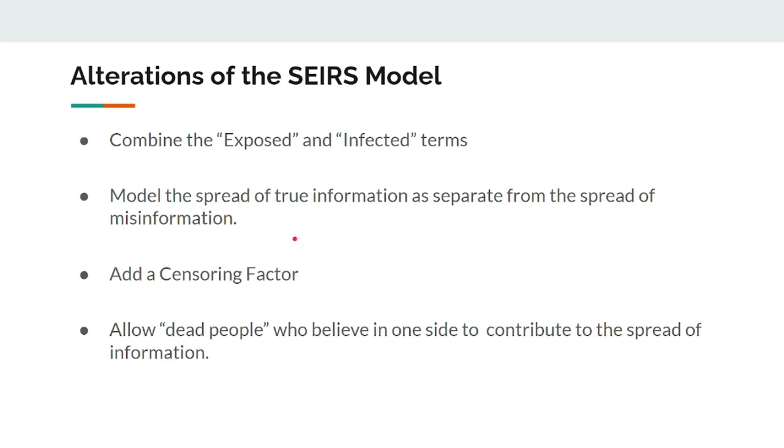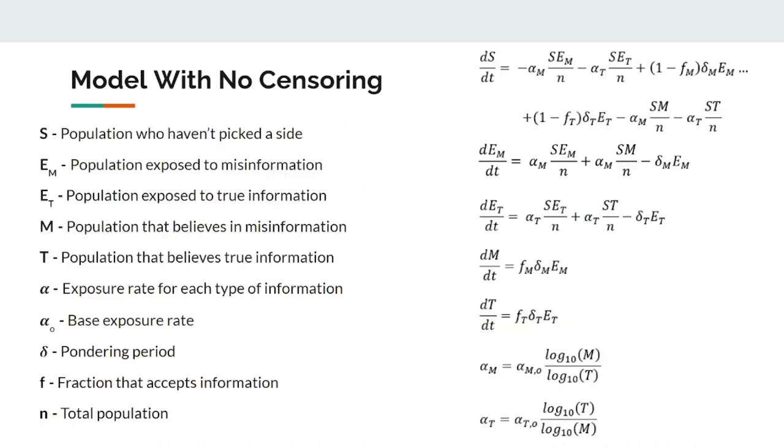And finally, a few more alterations that we made to the SEIRS model was to combine the exposed and infected terms because they represented the same population of people who were exposed to misinformation. And then we also modeled the spread of true information separate from the spread of misinformation. And then we added a factor, the censoring factor, that represented the effect of censoring posts about misinformation. And this term decreases over time as people will find a way to sort of subvert around the censoring. And then finally, we allowed dead people who believe in one side to contribute to the spread of information. And now I'm going to turn it over to John to discuss the model with no censoring.